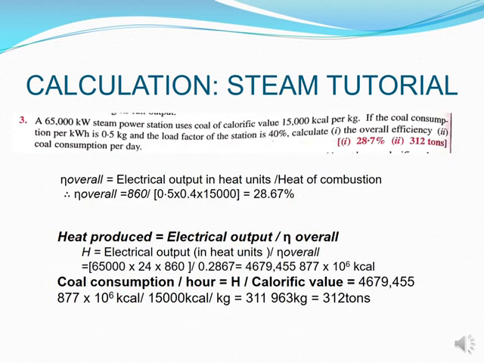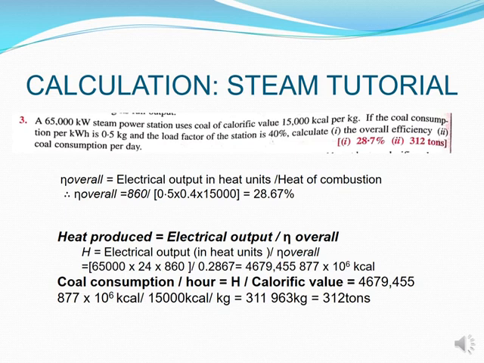So in this last example that I'm going to do with you, but remember there are still 3 others that you must do on this tutorial by yourselves. I will have the 65,000 kilowatt steam power station that uses coal of calorific value 15,000 kilocalories per kg. And if my coal consumption per kilowatt is 0.5 kg and my load factor is 40%, they want us to calculate first your overall efficiency and then your coal consumption per day.